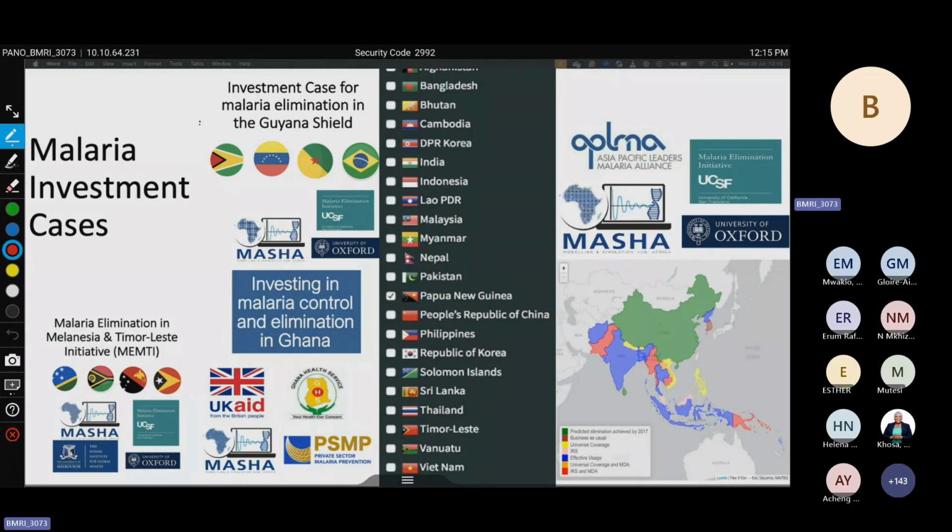At MASHA, you can see one of our projects was developing the exact same type of investment case for 22 countries in the Asia Pacific. We've worked in the Guyana Shield, which is a number of countries on the top of South America. We've worked in Melanesia, and all the while doing very much the same, building different models for different countries because each population and health system is different, but trying to answer the same questions about how we're going to get to elimination and how much it's going to cost.